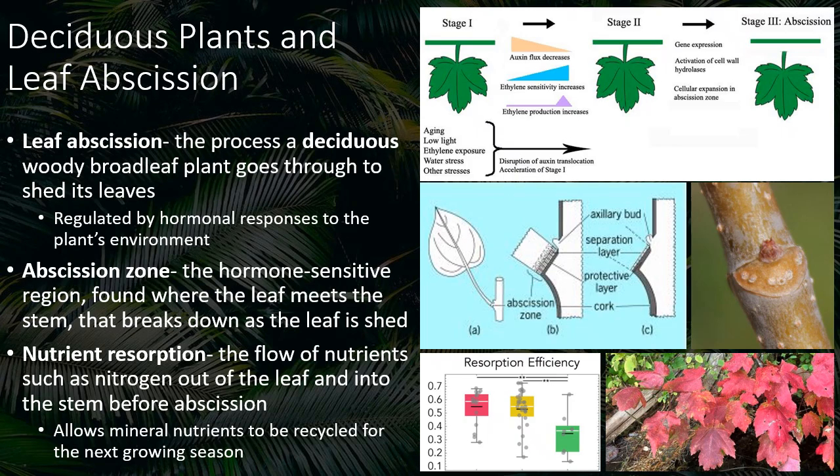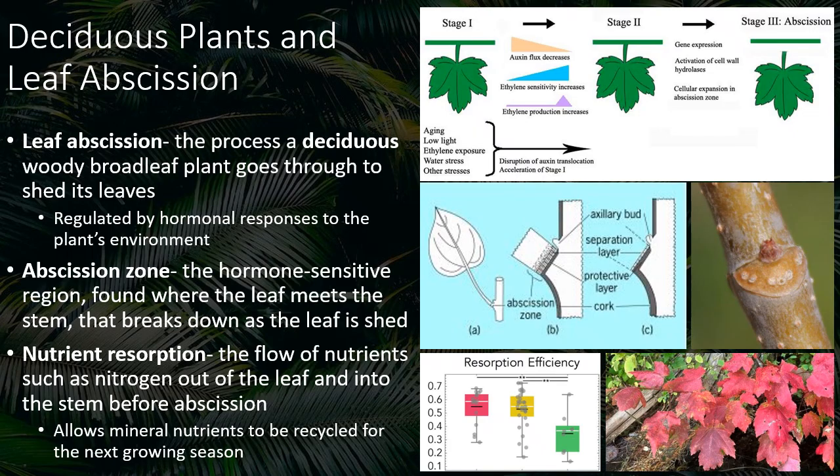In order to solve these problems, most of the broadleaf plants in the temperate zone are deciduous. A deciduous plant sheds its leaves during the winter, and the process of shedding the leaves is called leaf abscission. Leaf abscission is basically regulated by hormonal responses to the plant's environment.